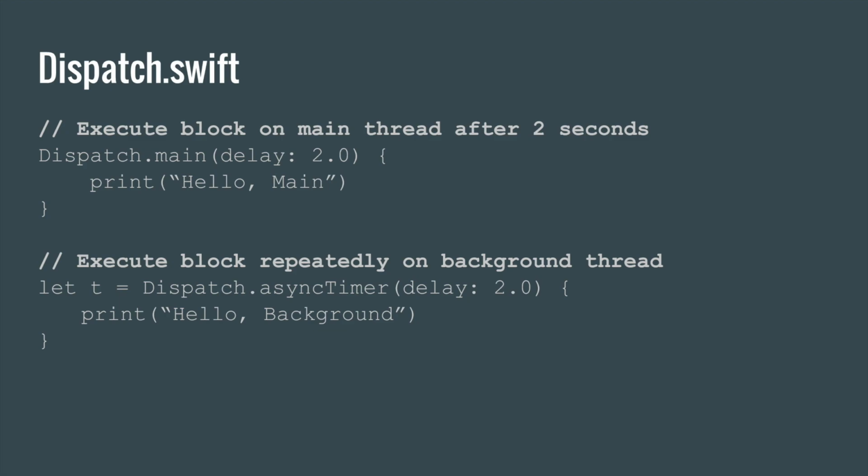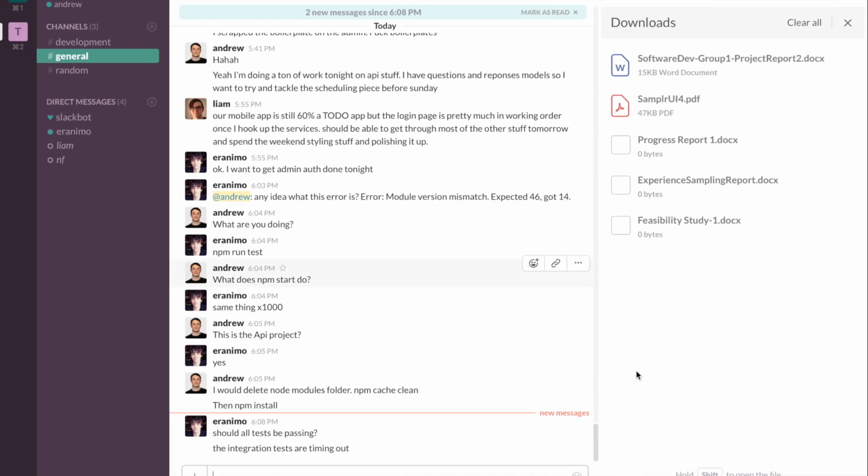So let's try and come up with some function here. We're going to call it async timer, with a delay of 2 seconds, and you see you actually get a handle to that timer as t, but that block, hello background, is going to keep on running approximately every 2 seconds, or as best as the CPU can do. So that's pretty much it. Let's jump straight into code.